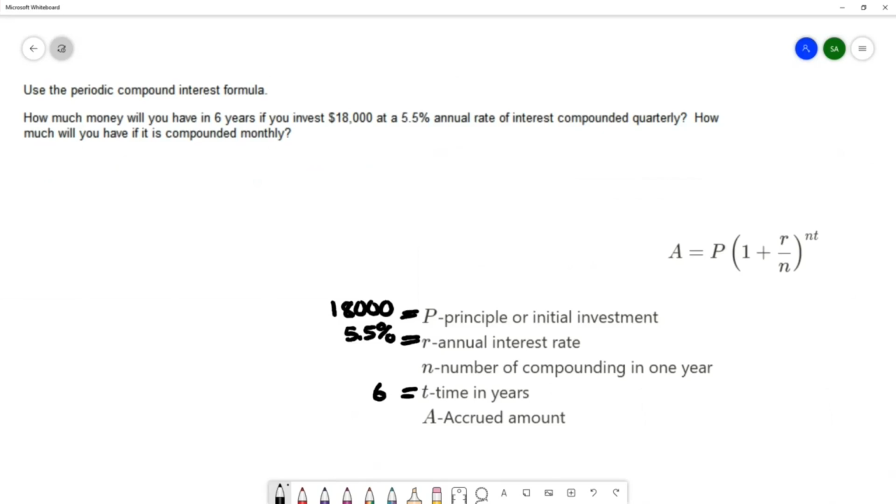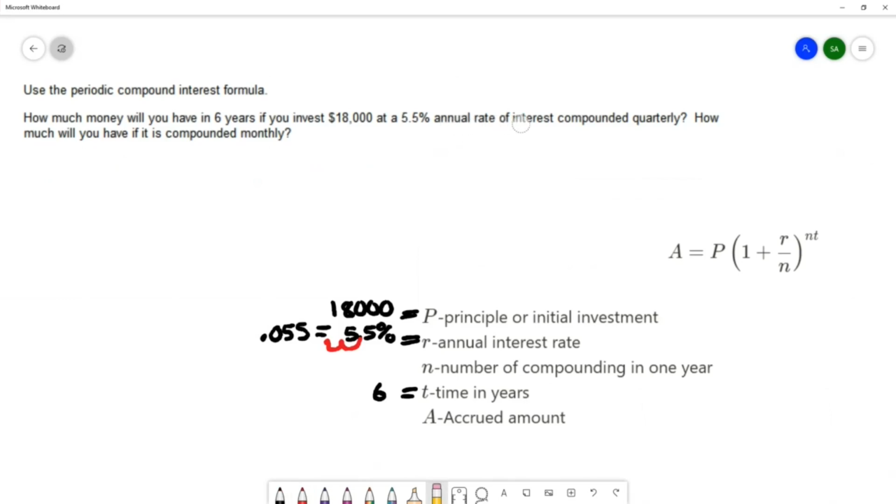And when we use this value in our formula, we don't leave it in percentage form. We put it in decimal form. So we're going to take that decimal place and move it 2 places to the left, giving us 0.055 as the value we'll use in the formula.